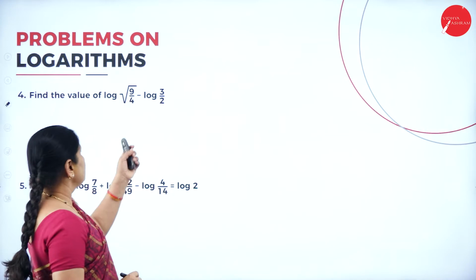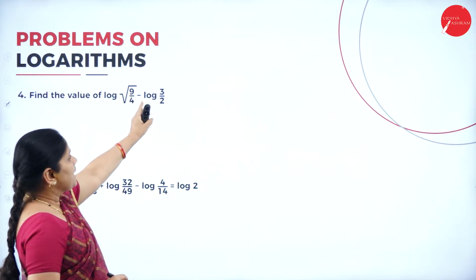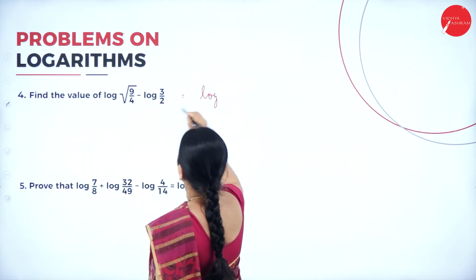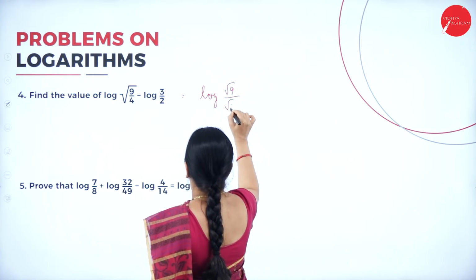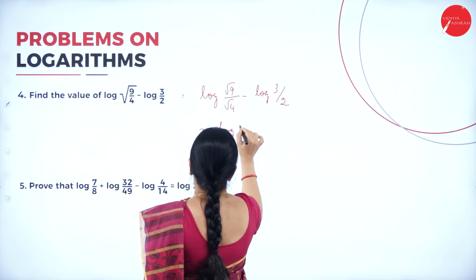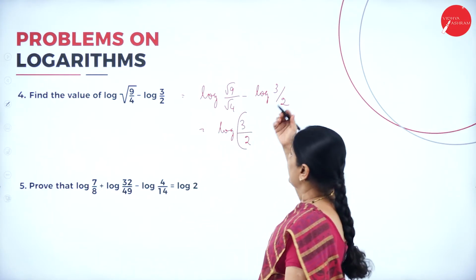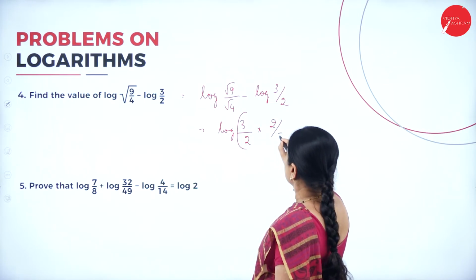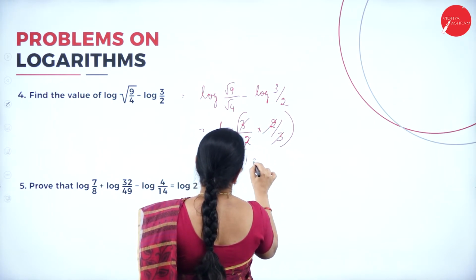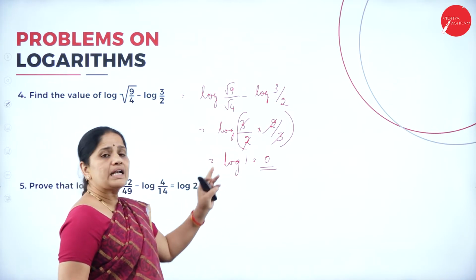Now let us find out the value of this problem here. They have given log of root of 9 by 4 minus log 3 by 2. So this I can write as log of root 9 by root 4 minus log 3 by 2. Root of 9 is 3, root of 4 is 2. Whenever there is a minus sign, I have to write the reciprocal of this. So this will be equal to log 1, that is equal to 0. Log of 1 is always 0.